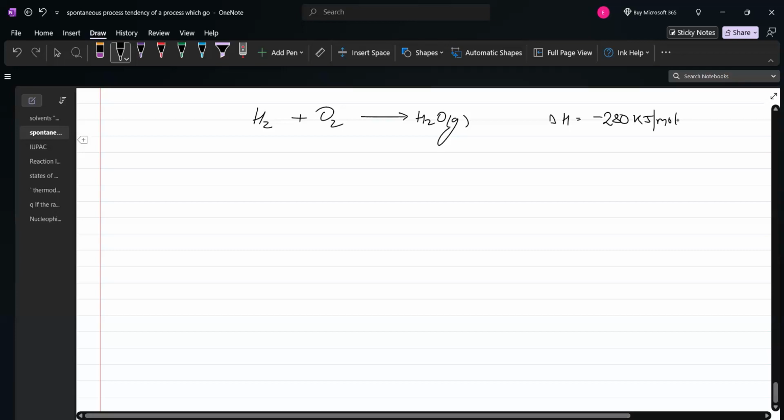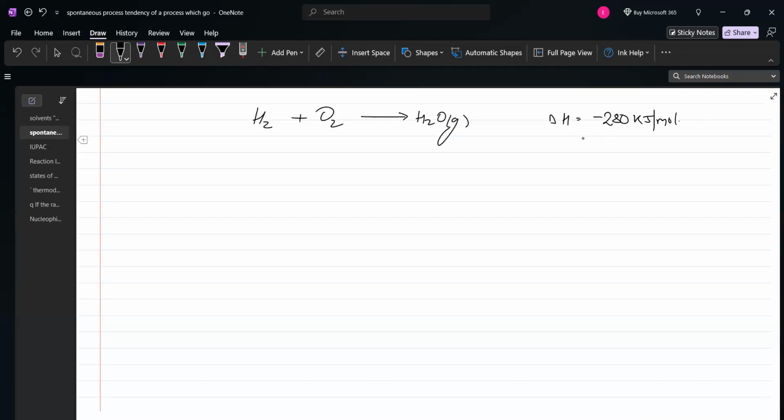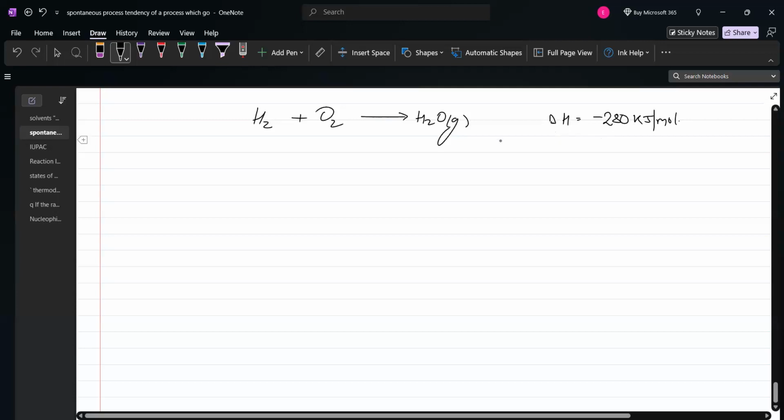So the enthalpy, delta H, is negative, so this is an exothermic reaction. Okay. So this is well and good. This happens. Hydrogen and oxygen react, and this gives water.